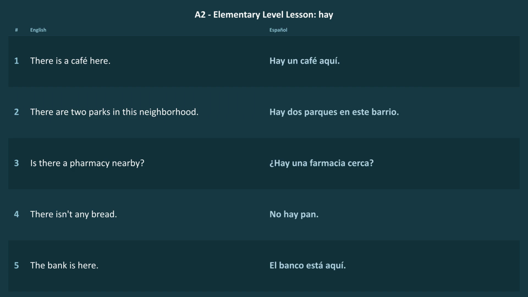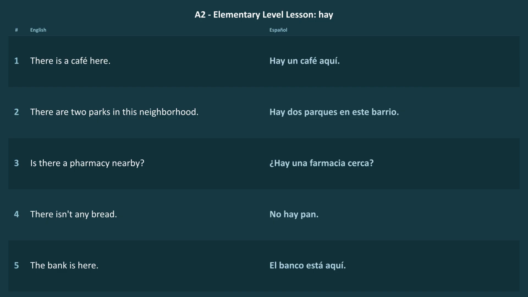One more practical set for everyday life. Hay Wi-Fi. There is Wi-Fi. ¿Hay Wi-Fi? Is there Wi-Fi? No hay Wi-Fi. There isn't Wi-Fi. Honestly, this may be one of the most important survival phrases of modern civilization. How do you say, is there Wi-Fi in Spanish? ¿Hay Wi-Fi? And how do you say there isn't Wi-Fi in Spanish? No hay Wi-Fi.